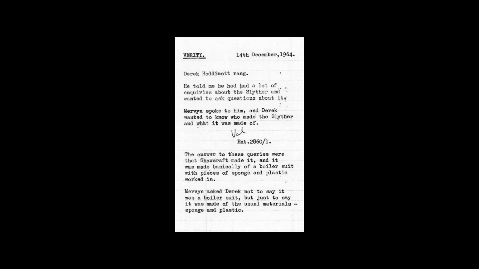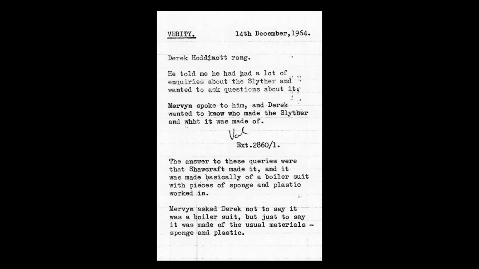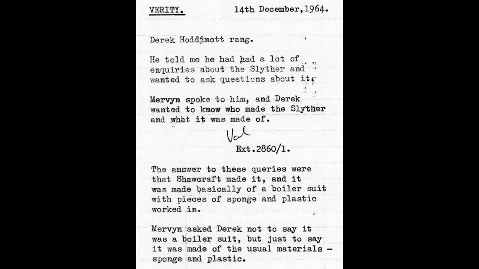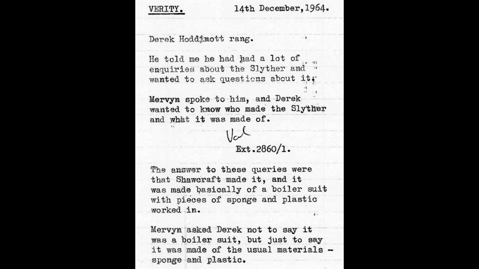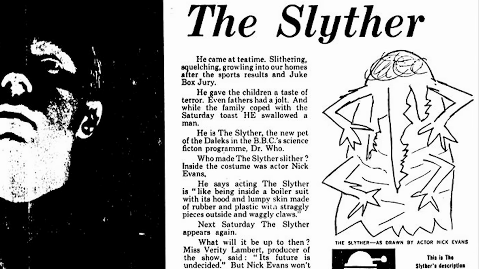This internal memo to producer Verity Lambert says that the BBC Drama publicity officer has advised there are a lot of inquiries about the slither, and people wanted to know how it was made. A couple of days after broadcast of the first Slither episode, Nick Evans was visited by a journalist from the Daily Mail, and the paper printed a short piece on the 14th of December. Thirsty for information about this truly alien creature, the journalist got Nick to draw it, and this was the result.